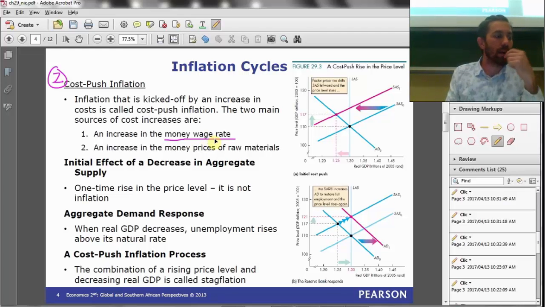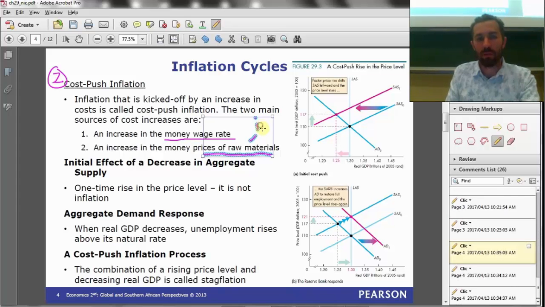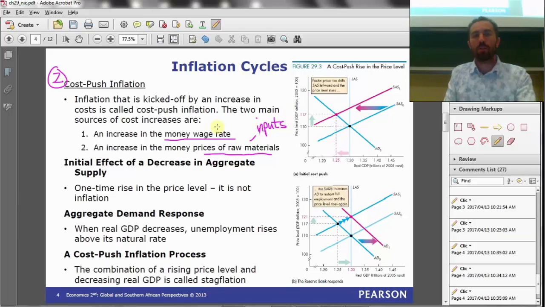any of the other inputs that an employer uses in a production process. So the price of any other, we've got here raw materials, but essentially any other inputs. So either labor or any other inputs. So the price of any of those costs of production increases.